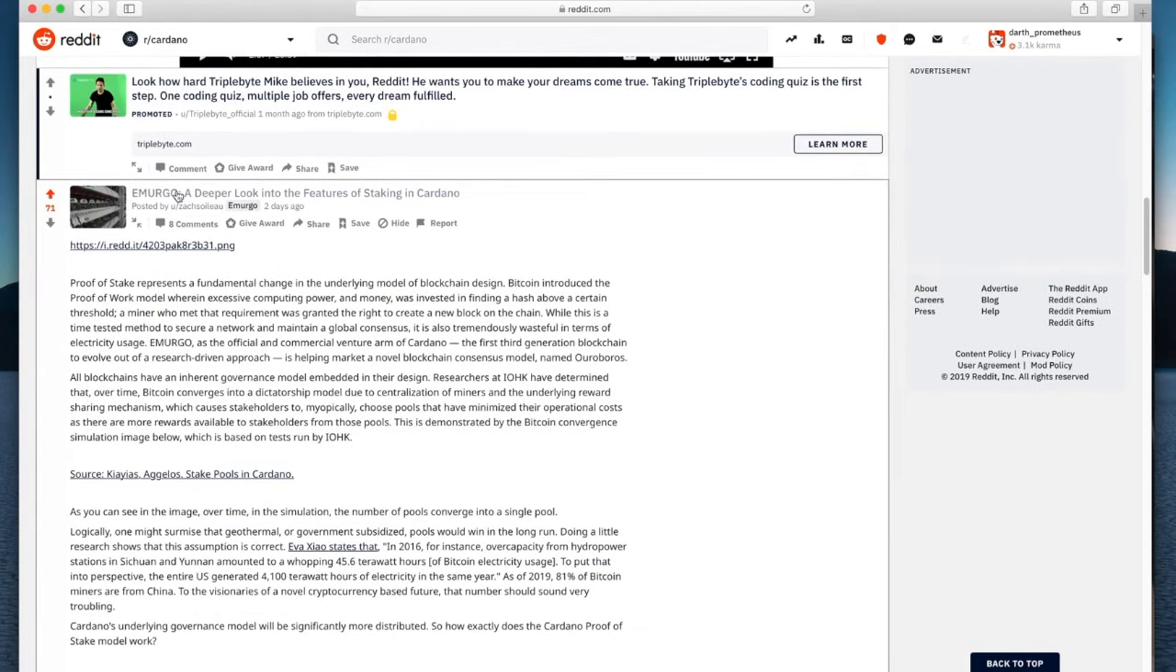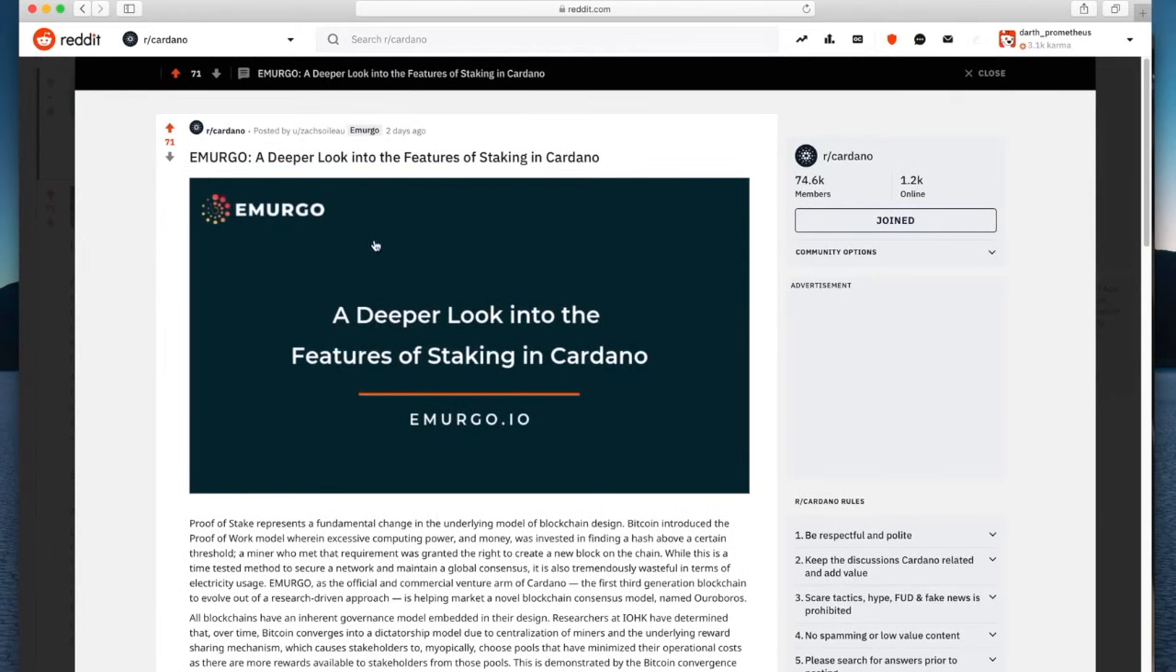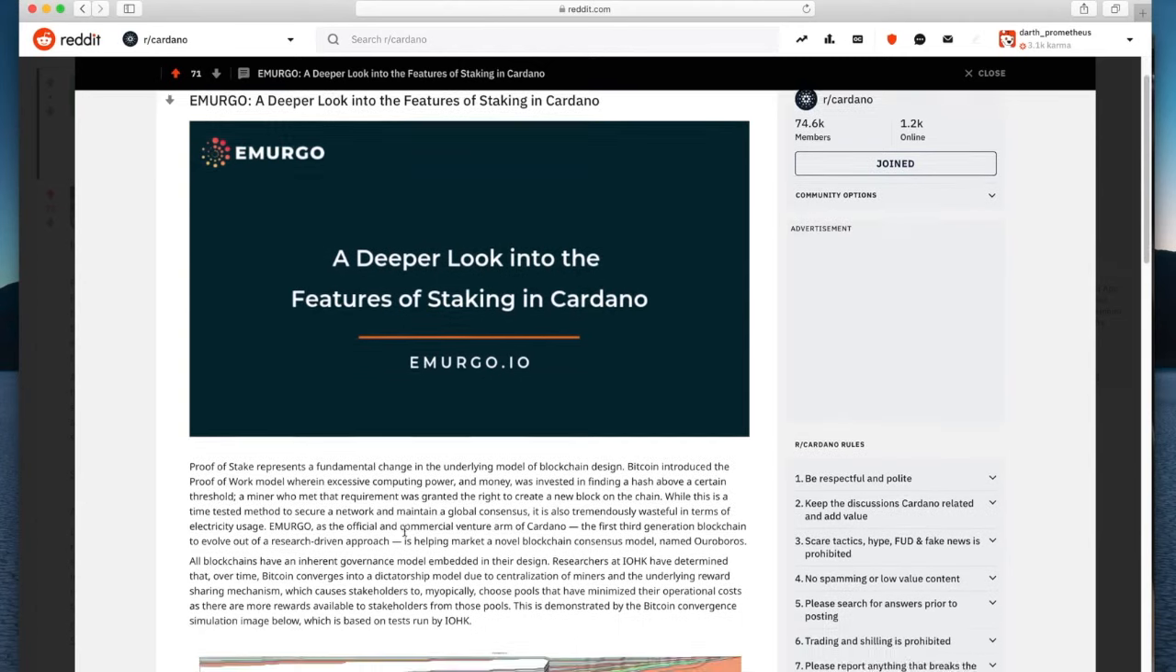Actually, I'm going to go on to this article that is from Emurgo, which takes a deeper look into the futures of staking in Cardano. This was posted by user Zach Solio. And this article, I'm going to expand on it a little bit, but it goes into Emurgo's description of a deeper look into the features of staking in Cardano.